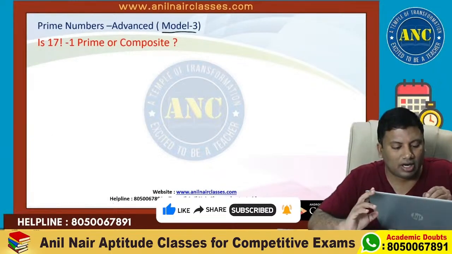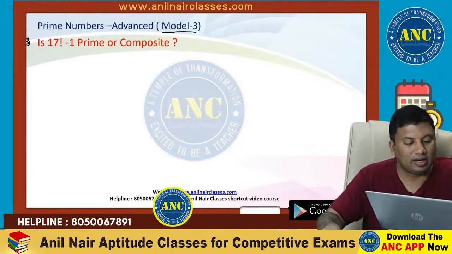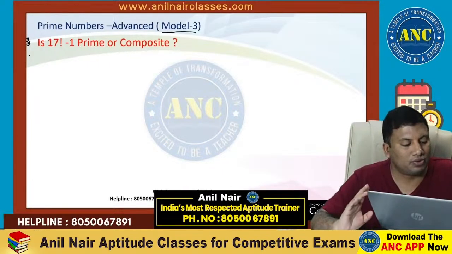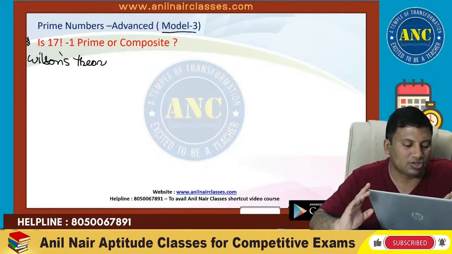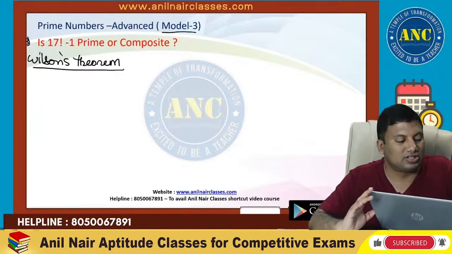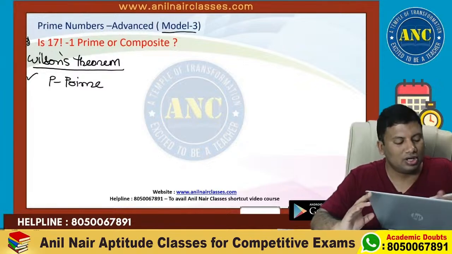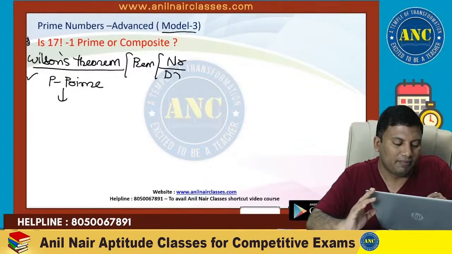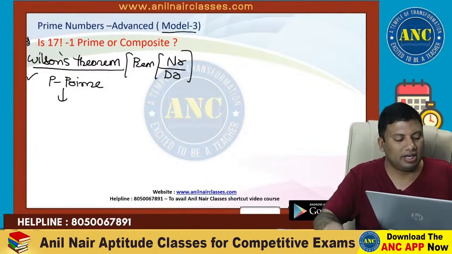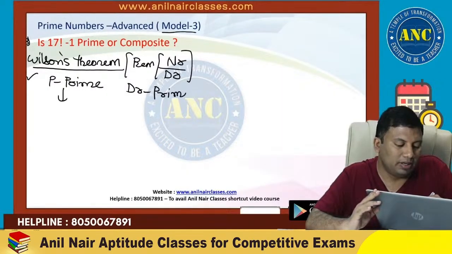Prime numbers, model number 3. Question number 3: is 17 factorial minus 1 prime or a composite number? By using Wilson's theorem, you can solve this question very, very fast. What is Wilson's theorem? If p is a prime number, Wilson's theorem is used. If the denominator is of the form of a prime number, Wilson's theorem is used to find the remainder when the numerator is divided by the denominator. The denominator should be a prime number.